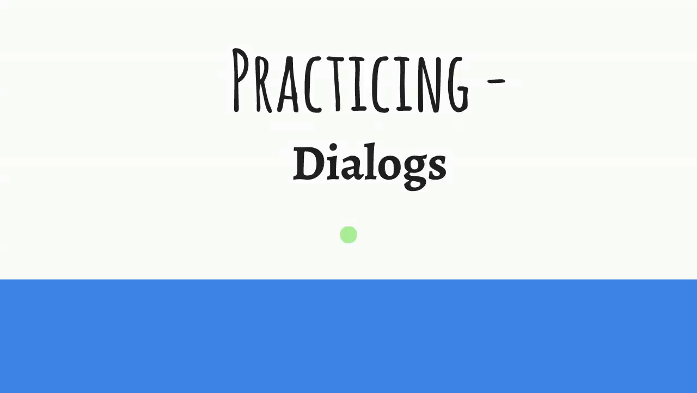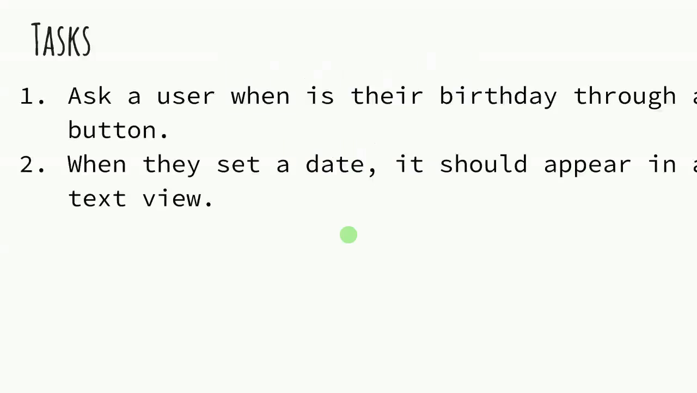Let's do a short assignment on dialogues. Just two tasks. Ask a user when is their birthday through a button, and when they set a date, it should appear in the text view. Obviously, the date should appear in the right way.